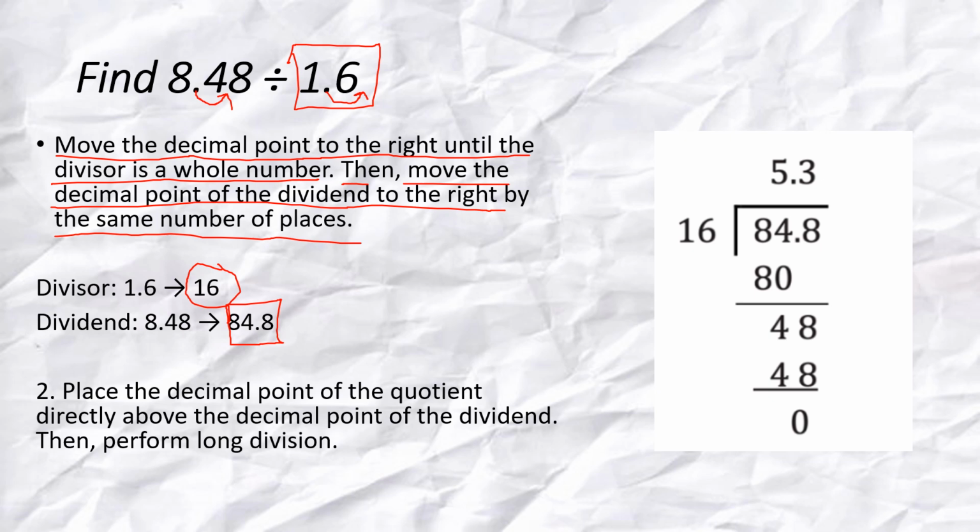Now, place the decimal point of your quotient directly above the decimal point of your dividend, just like what we did a while ago, and then perform the long division. Your equation will now become 84.8 divided by 16. So 84 divided by 16 is 5. 5 times 16 is 80. 84 minus 80 is 4. And then we bring down 8. 48 divided by 16 is 3. 3 times 16 is 48. 48 minus 48 is 0. Therefore, the answer for this equation is 5.3.